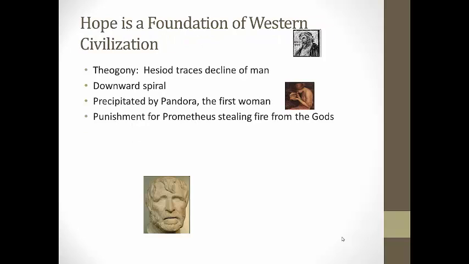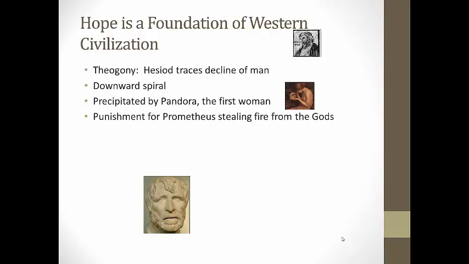For instance, if we go to Western civilization and specifically focus on ancient Greece, from which our own culture began, we can go to the Theogony that Hesiod wrote, in which he traced the decline of mankind. It was sort of a downward spiral that was precipitated by a woman named Pandora. She was the first woman. You may know her story already, but I'll recount it in a minute.